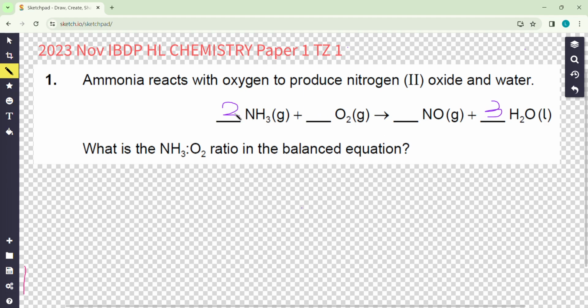Okay, 2 nitrogen here, so on the right hand side there should be 2 nitrogen also. Count the oxygen on the right hand side: 2 oxygen, 3 oxygen, altogether 5 oxygen, so 2.5 oxygen molecules. So what is the ratio of NH3 and O2? It should be 2 to 2.5. Multiplied by 2, it is 4 to 5. So the answer is B.